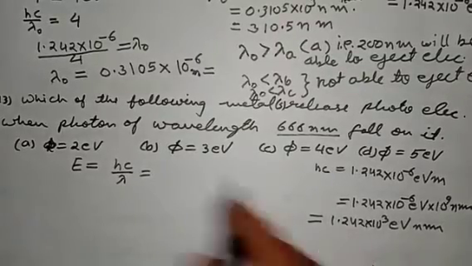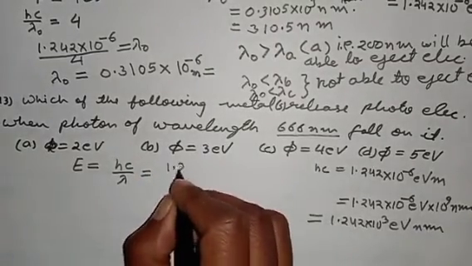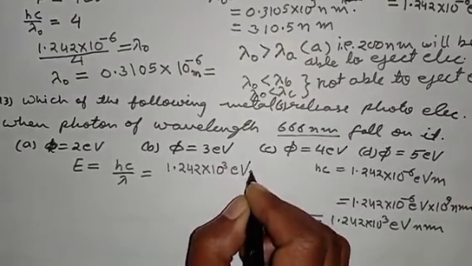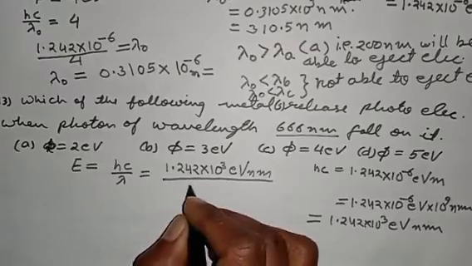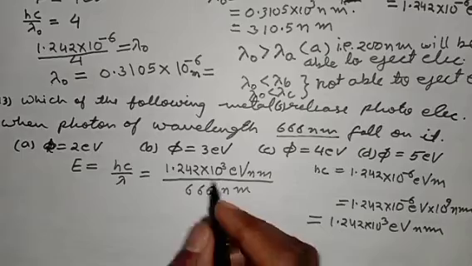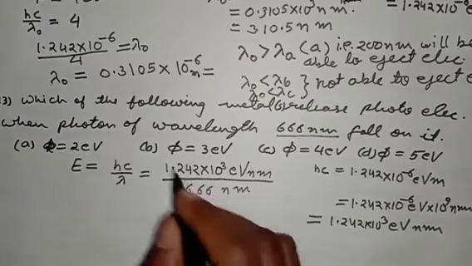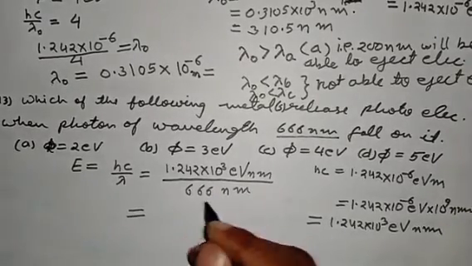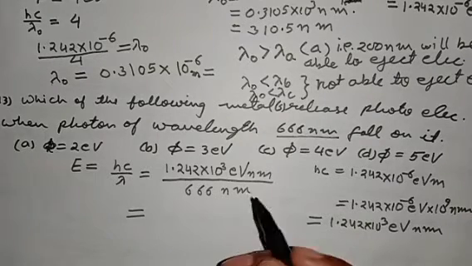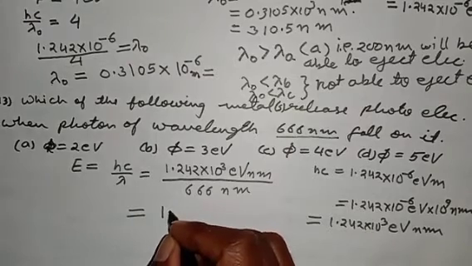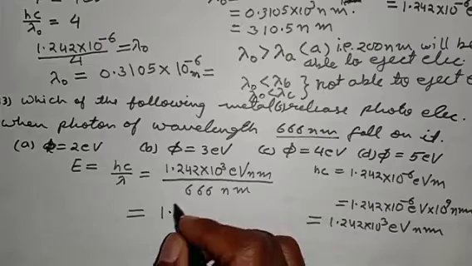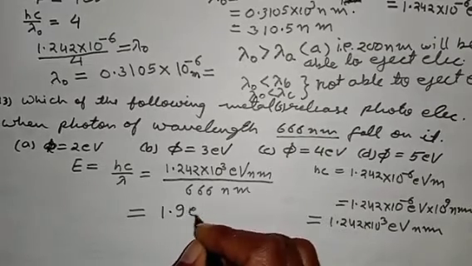So using this, we can directly put the value here, 1.242 into 10 to the power 3 electron volt nanometer upon wavelength, which is 666 nanometer. Nanometer will get cancelled. Now the biggest trouble, it is very difficult to divide it. We can, but is there any shortcut? Yeah, 666, its double will be 13 something something. So the answer must be 1.9 something. In fact 1.8 something. After rounding off, it would be 1.9 electron volt.